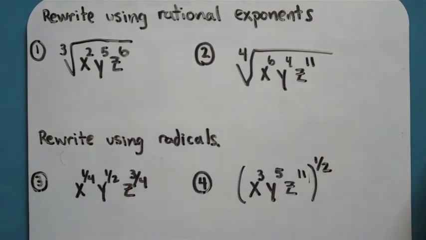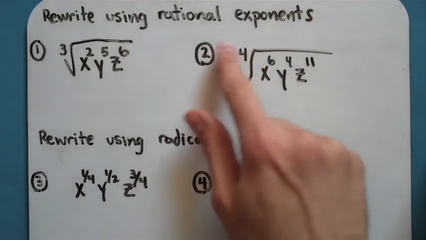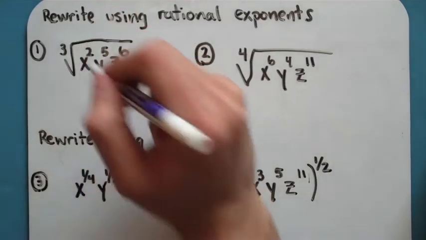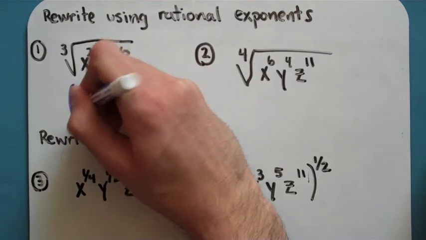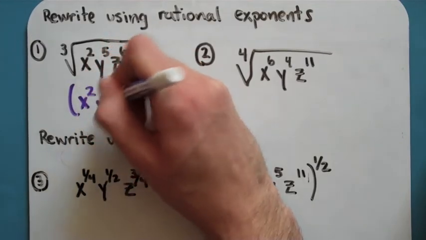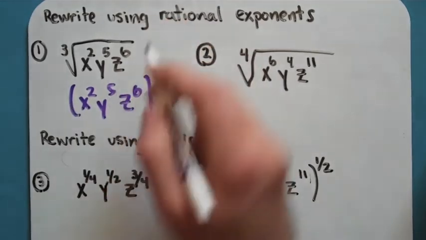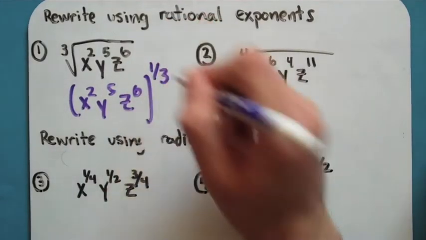So the first two problems ask us to rewrite using rational exponents. Rational essentially means fraction. I mean, there's more to it than that. We've gone into it, but when I hear the word rational, I picture a fraction in my head. They want you to write this with exponents that are fractions. And remember, this cube root right here is the same thing as a 1/3 power according to what we just discovered. So what I'm really looking at here is that thing to the 1/3 power.